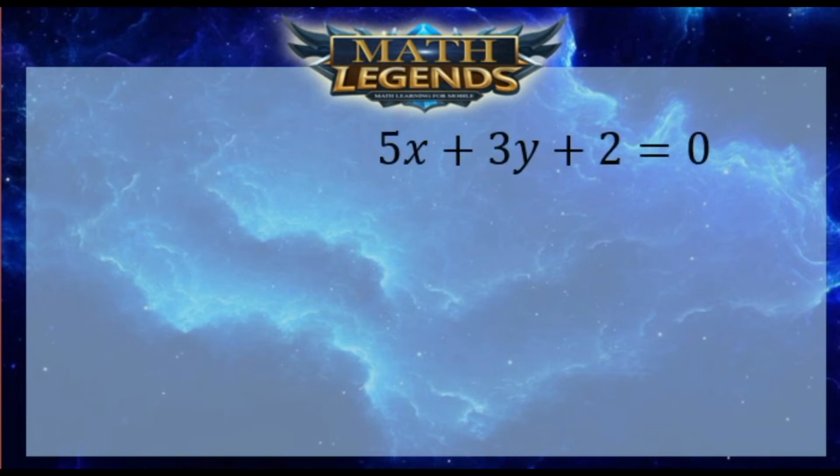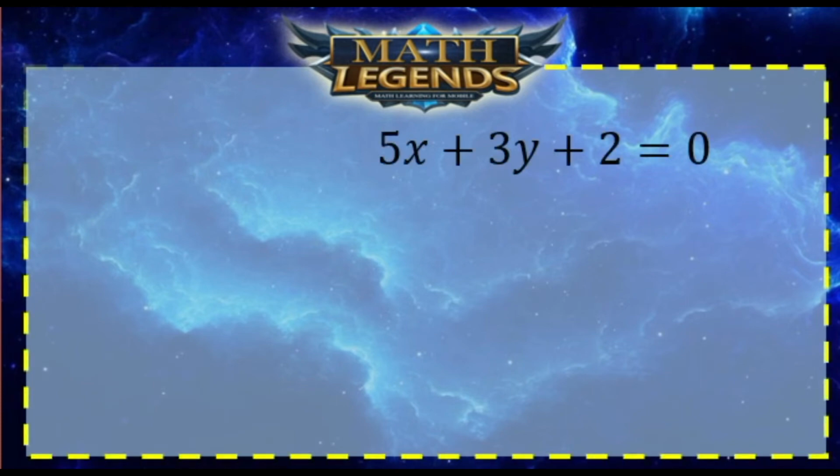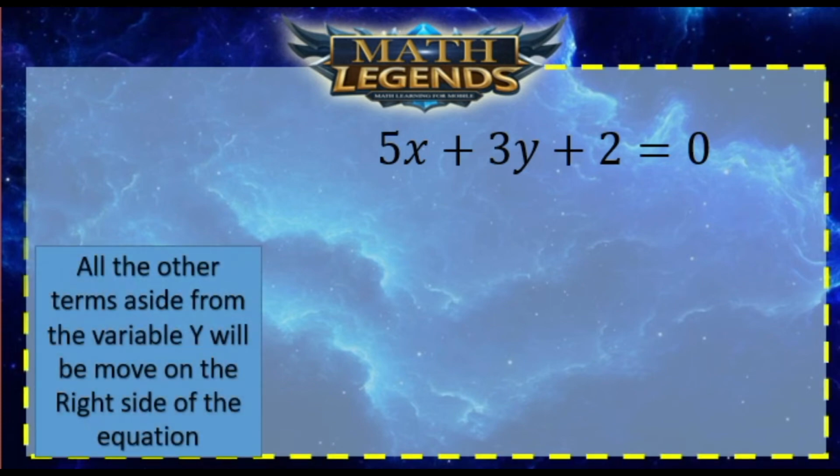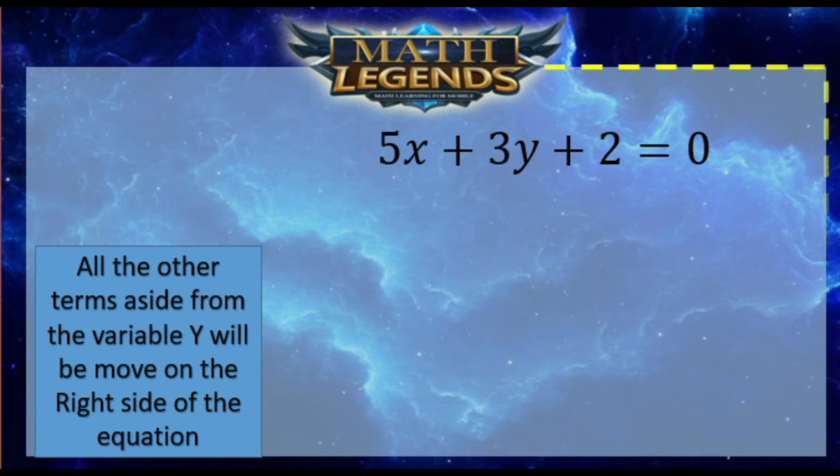Let us have an example. 5x plus 3y plus 2 is equal to 0. Let us change it into slope-intercept form. To change this, what are we going to do? All the other terms aside from the variable y will be moved on the right side of the equation.